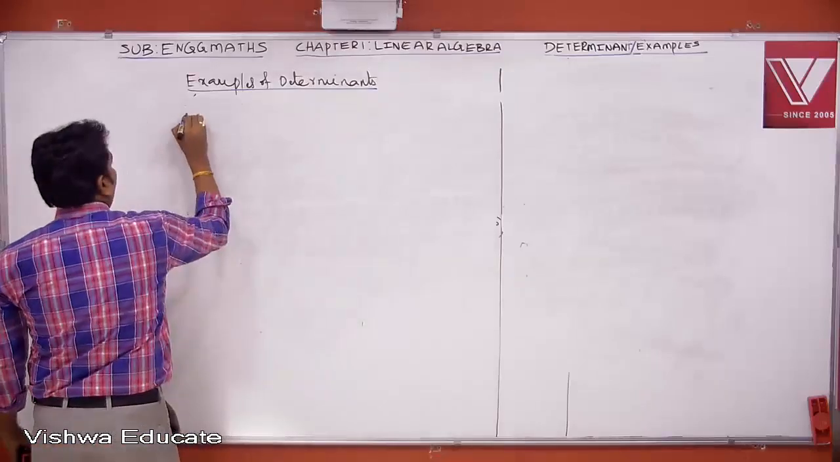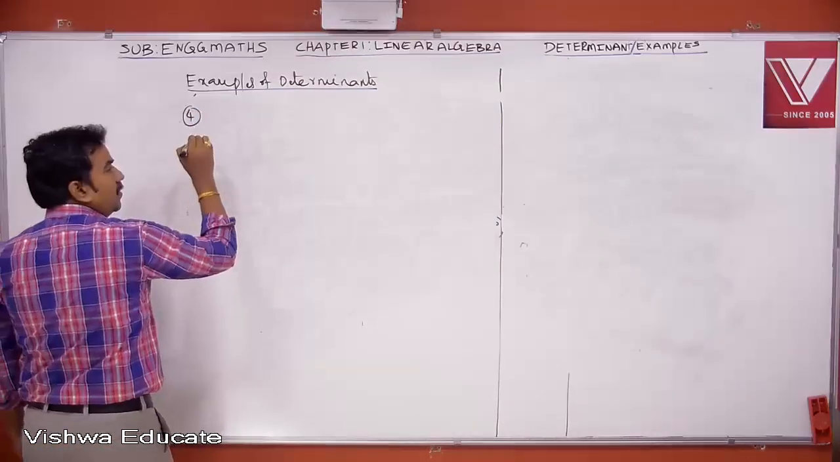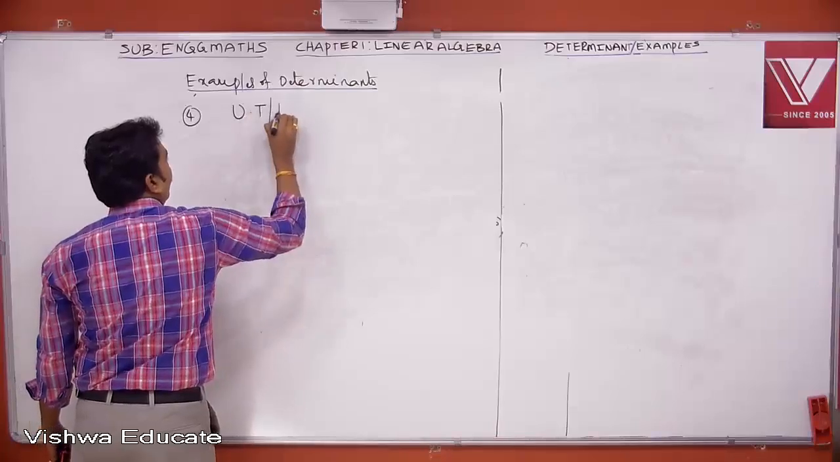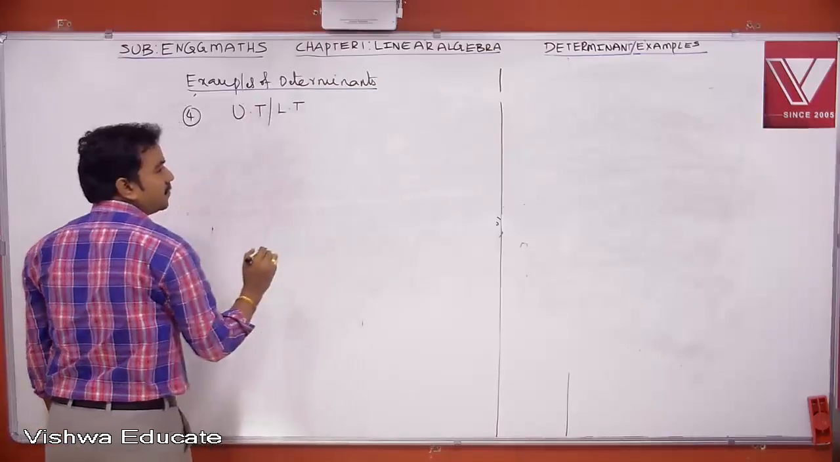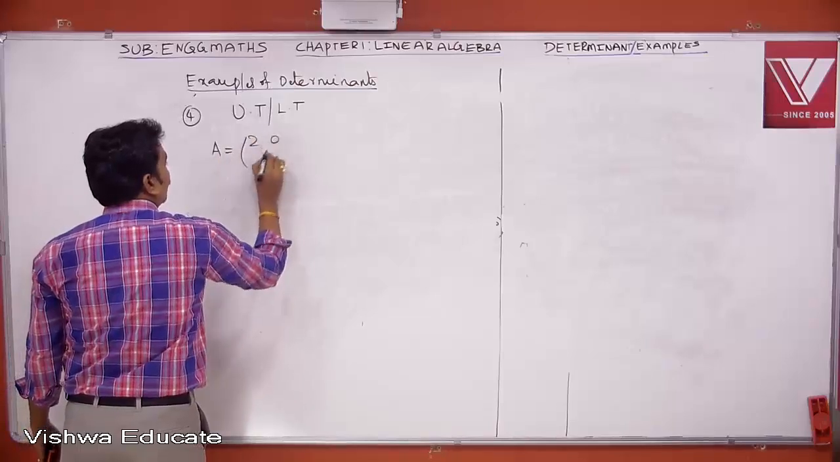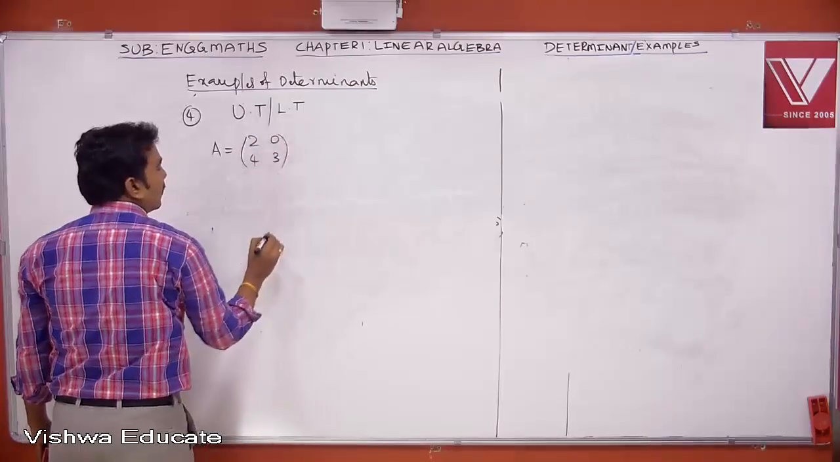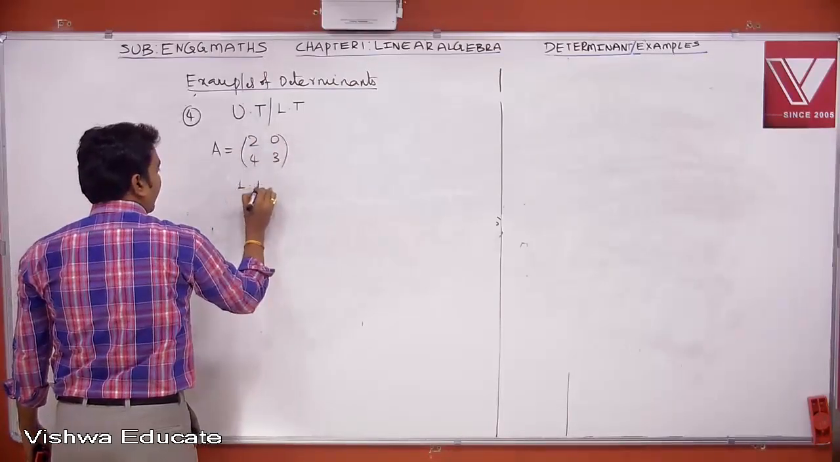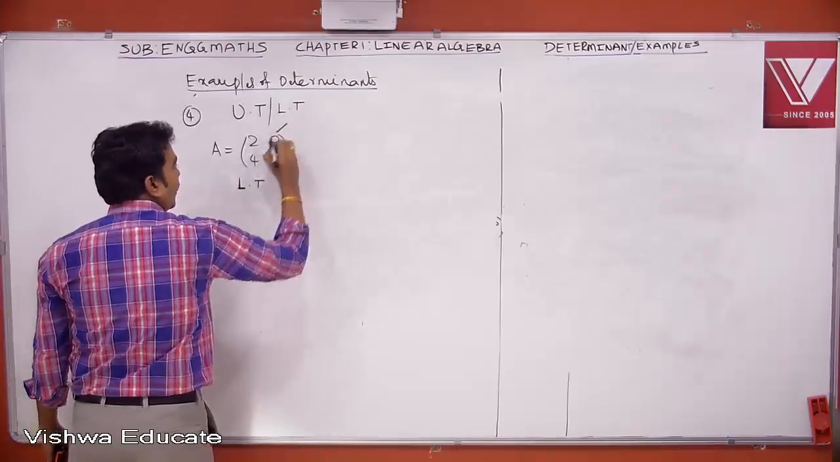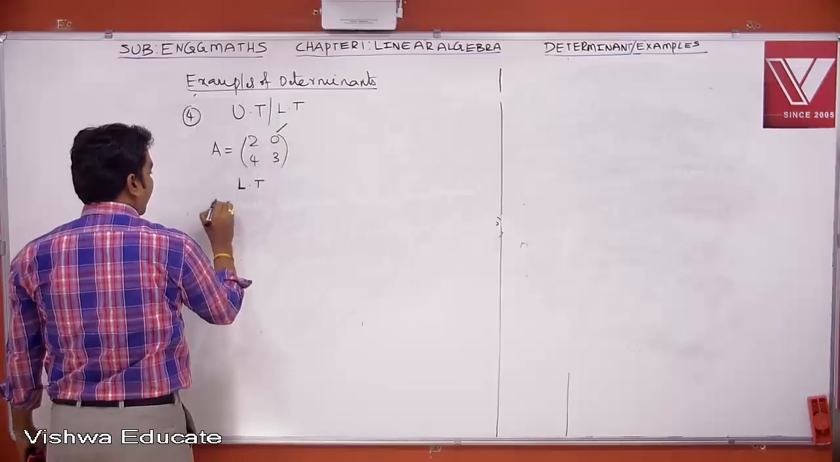Next, fourth category example. In this case, we'll try to find determinants of upper triangular or lower triangular matrices. Suppose A is the matrix 2, 0, 4, 3. Now this is a lower triangular matrix. All elements above the diagonal are 0. This element is 0, so it is a lower triangular matrix.